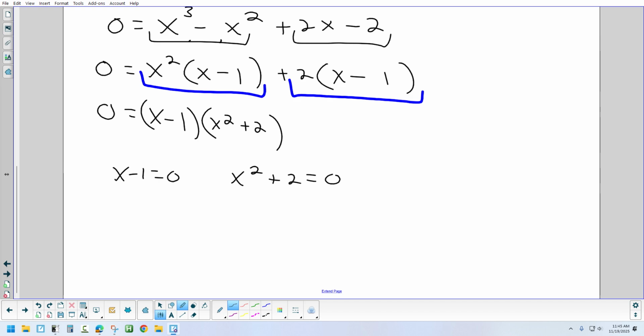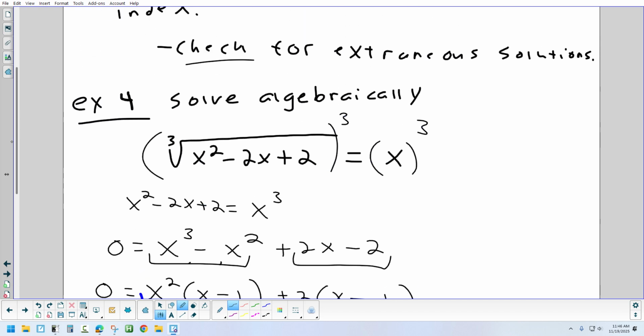What do you get when you solve the first factor? 1. What's going to happen when you try to solve the second equation? You're going to get an imaginary because you'd be trying to take the square root of negative 2. If something comes out imaginary, we're done with it. We're going to ignore it. So from this part, there's no solution. So the only answer that we got was 1. And what do we have to do with the 1? Just check and make sure it works.